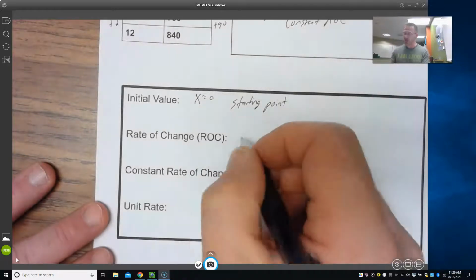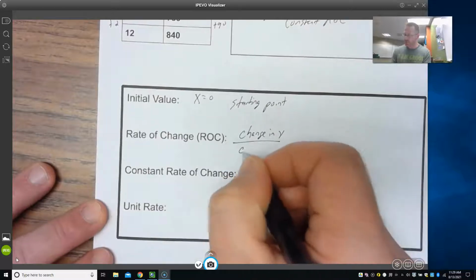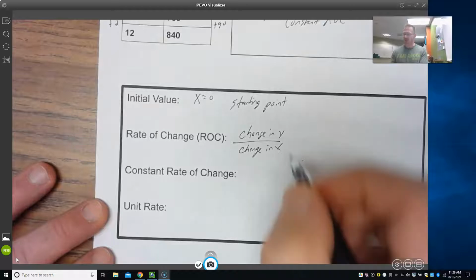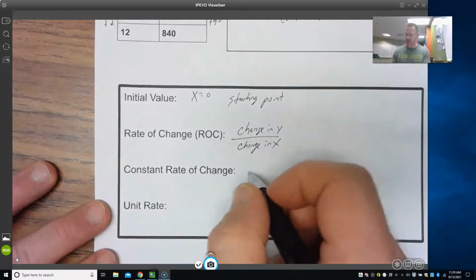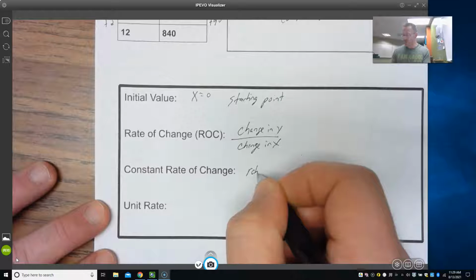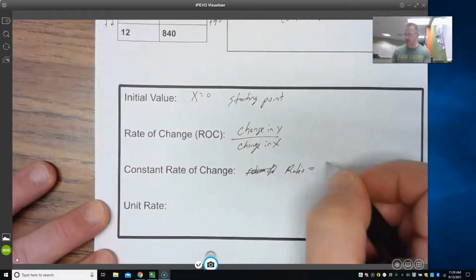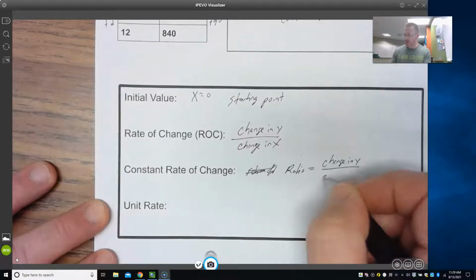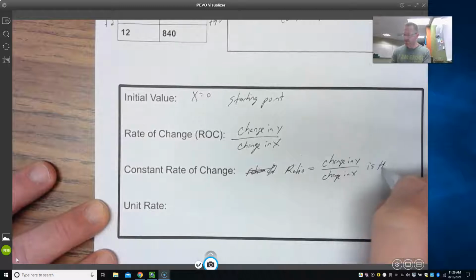So rate of change. Once again, we're looking at the change in Y to the change in X. And our constant rate of change. Constant rate of change means that ratio, which is our change in Y to the change in X, is the same every time.